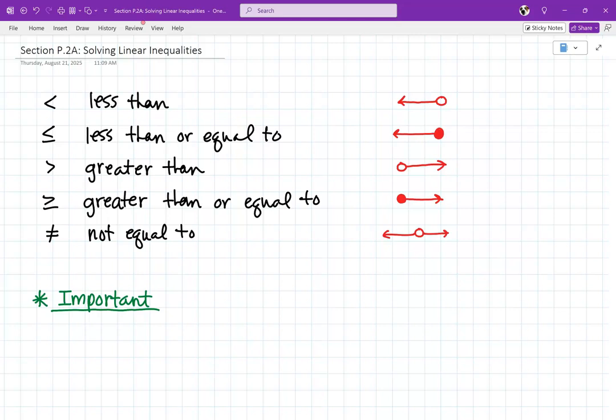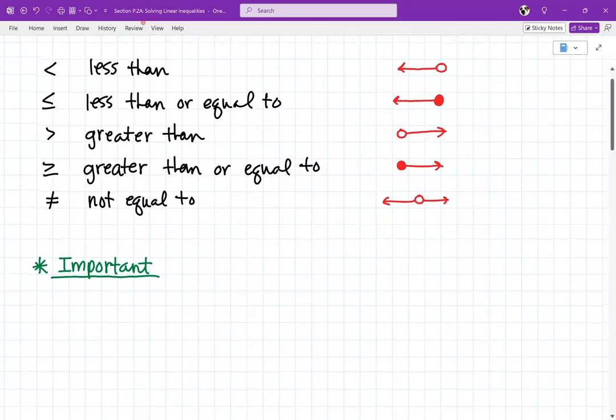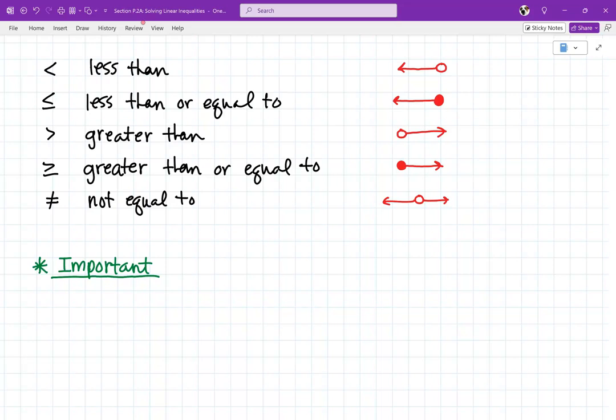Okay, now right under that, I said importance. Okay, something that's very important. I'm sure you guys already kind of know this. But if you add and subtract in inequalities, nothing special happens. You're just adding and subtracting. But when you multiply or divide, some things can happen that are kind of weird, especially when the number you're multiplying and dividing by is negative.